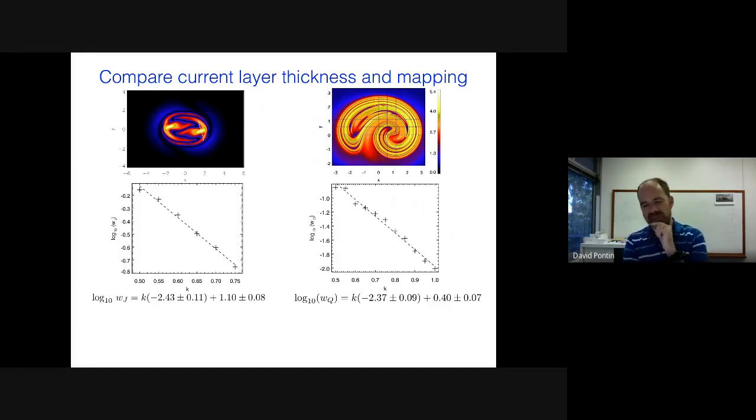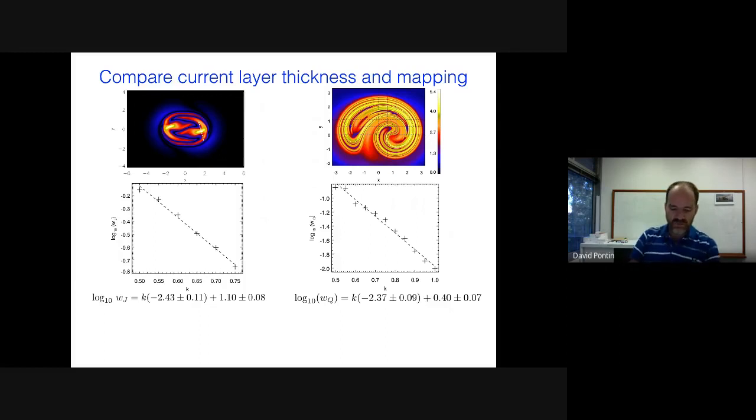We can do the same thing on the right, but instead of measuring the current layer thickness, we can measure the thickness of the layers in the field line mapping instead, which I'm calling WQ, and we can put a fit through that as well. And what we find is that to within the errors of our fitting parameters, we have the same scaling, approximately minus 2.4 here. And we have the same scaling for the current layer thickness and the thickness of the layers in the field line mapping.